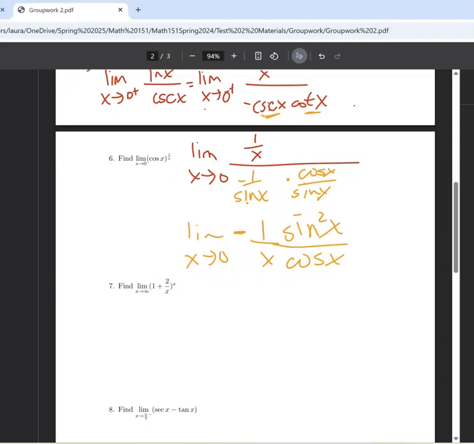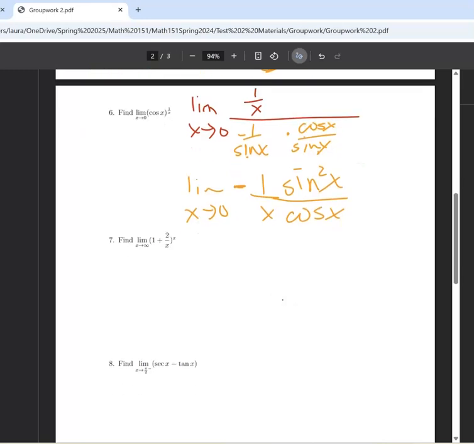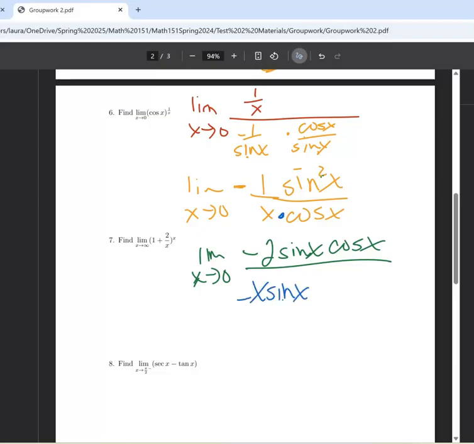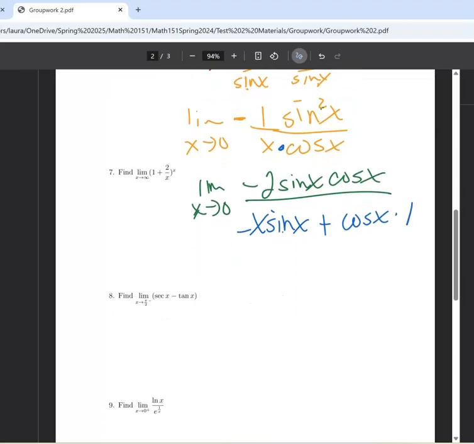Okay, well, now what happens when I plug in 0? I get 0 over 0 again. So let's just one more time, I think. So I get a negative, you're doing chain rule, 2 sine of x times cosine of x over, and down here you see product rule. First d second plus second d first. Now what happens when I plug in 0? If I plug in 0, the whole numerator equals 0. What about the denominator? That's 1. 0 over 1 is 0.